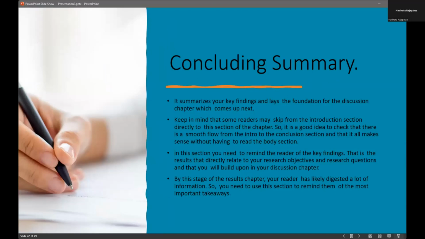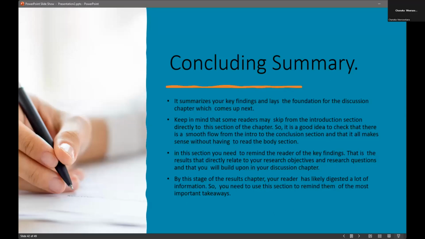Okay, so then concluding summary. What we are supposed to do here, as I mentioned earlier, doesn't depend on whether you are doing quantitative or qualitative work. A concluding summary is a concluding summary. In the summary, you have to mention what you have been doing, and you have to mention the key takeaways, the key points that a reader should remember, because this summary also paves the path towards the next chapter.